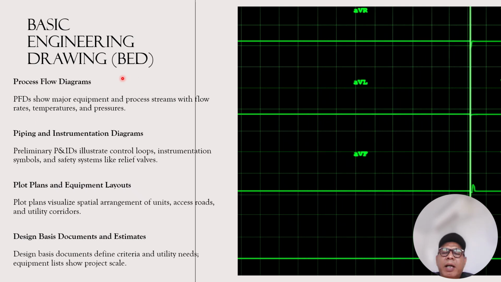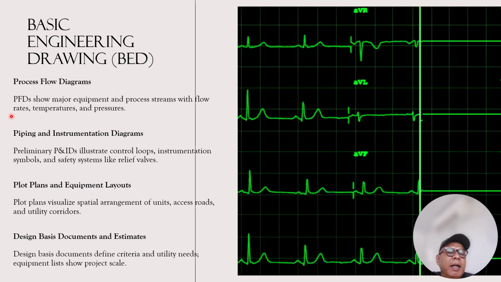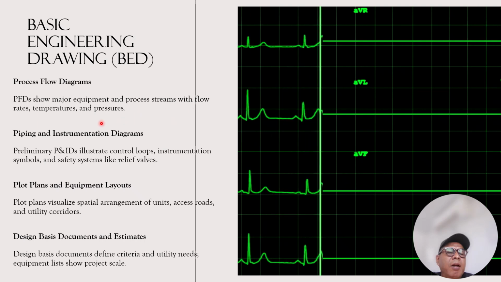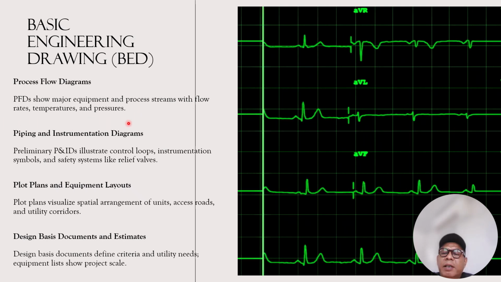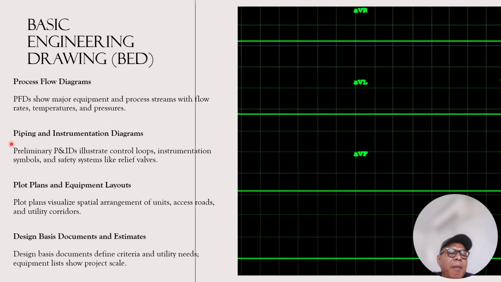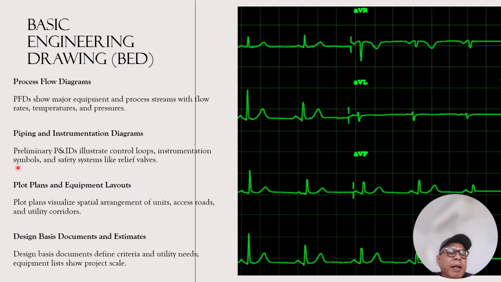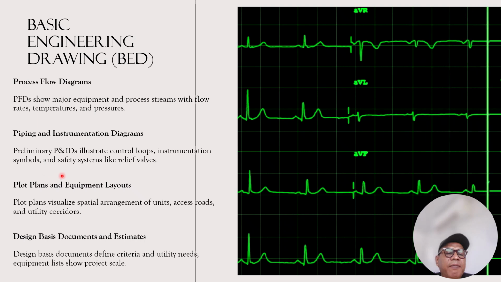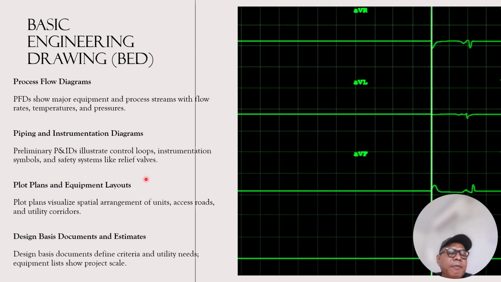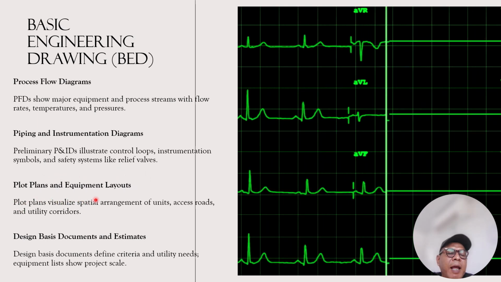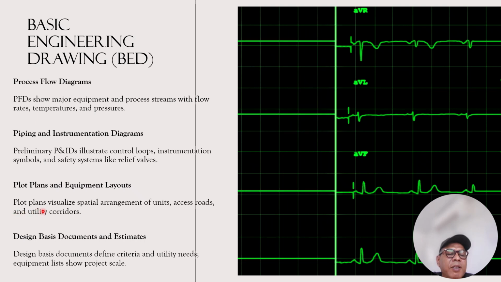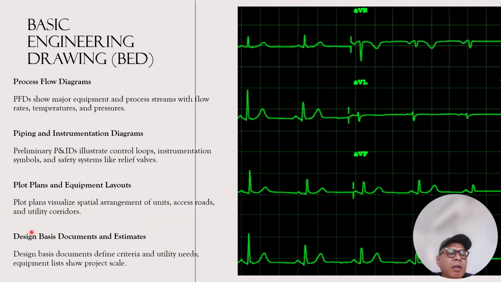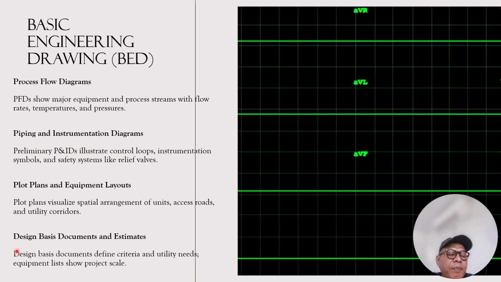The process flow diagram (PFD) shows major equipment and process streams with the flow rate, temperature, and pressure. Piping and instrument diagram, P&ID, primarily illustrates control loops, instrument symbols, and safety systems like relief valves. Plot plan and equipment layout: the plot plan visualizes the spatial arrangement of the units across the route and utility corridor.